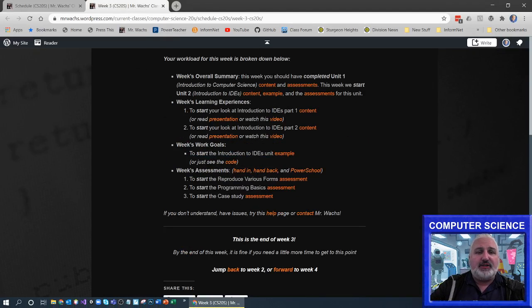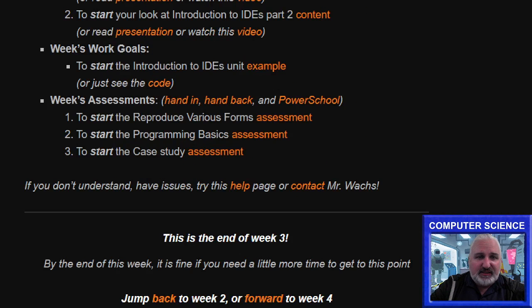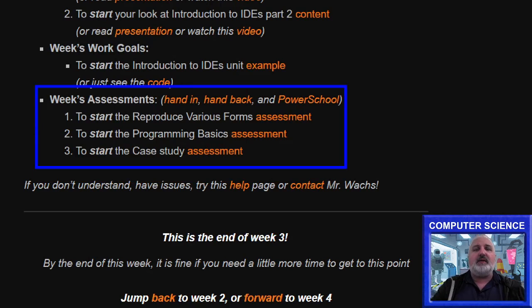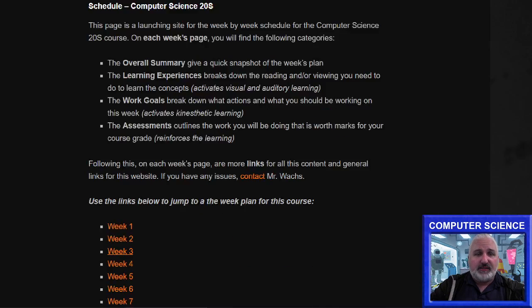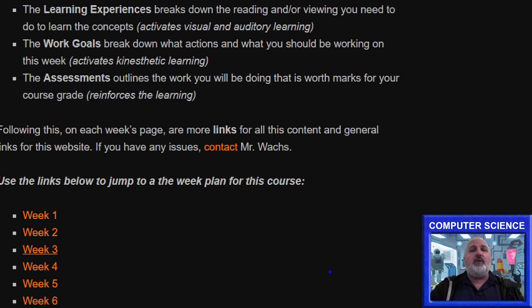And then the final section is just a specific section about assessments. So those are things that you need to work on that will count for marks. Things you will hand in, things that you get handed back, things that apply to your grade. Okay? So again, this will also be in a list format on each week. And as I describe right here, this outlines what is worth marks for that week.